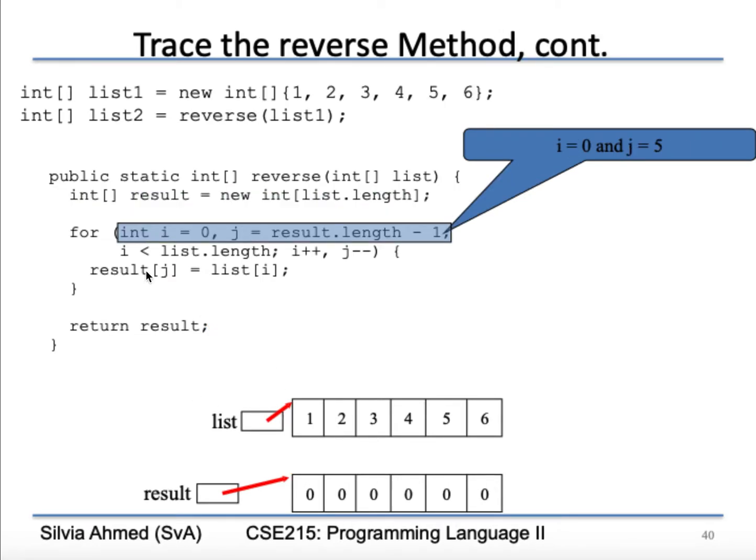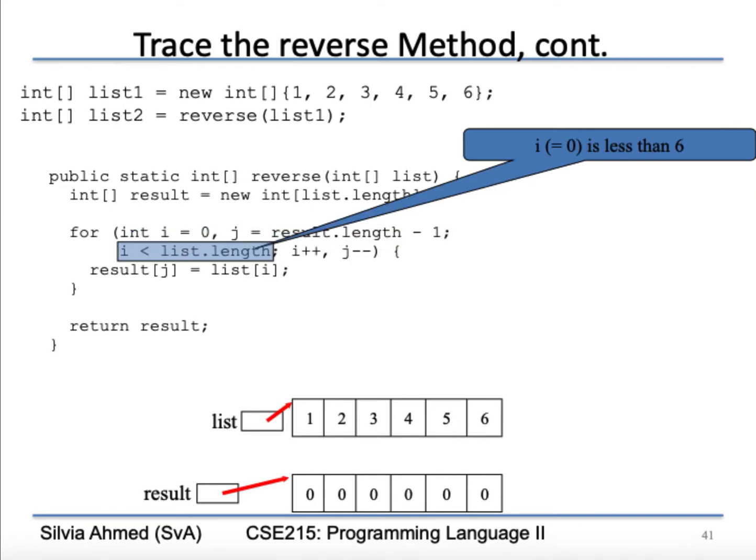Next we get into the for loop. So i becomes 0 and j is result.length minus 1. result.length is 6, and 6 minus 1 is 5. So i and j are initialized to 0 and 5 respectively. Next we compare if i is less than list.length or not. So 0 is less than 6, which is true.